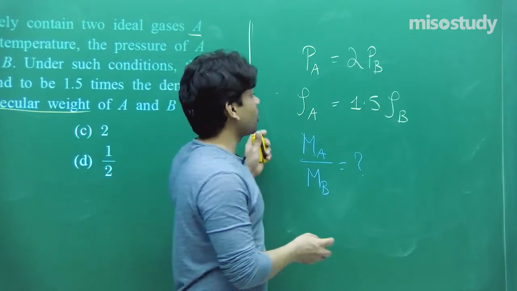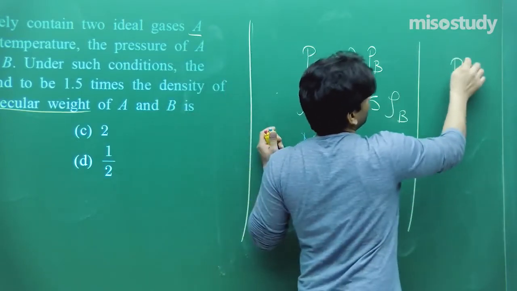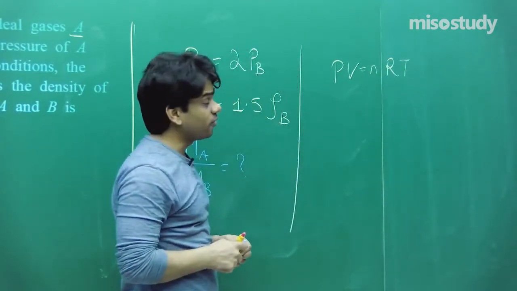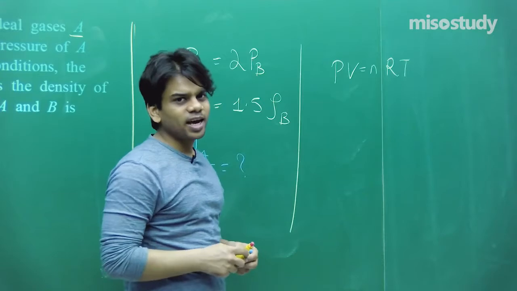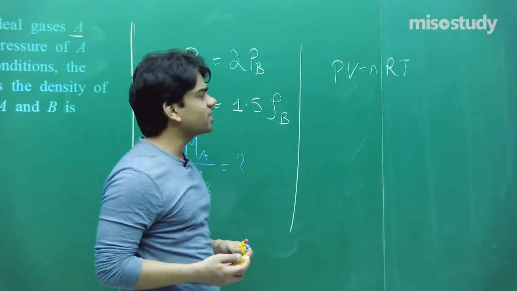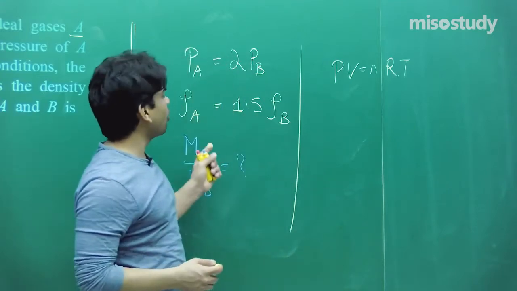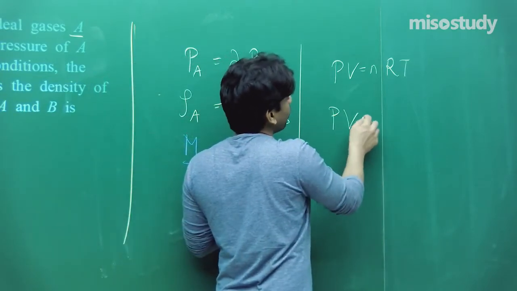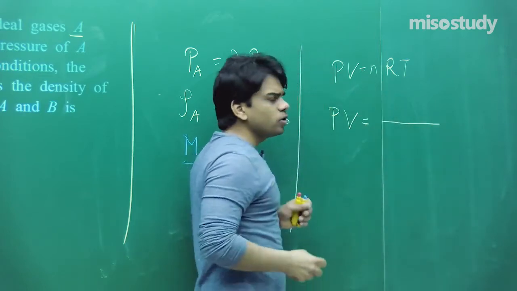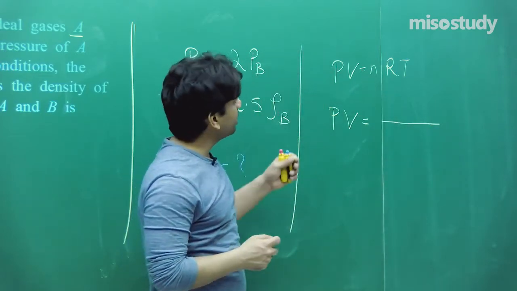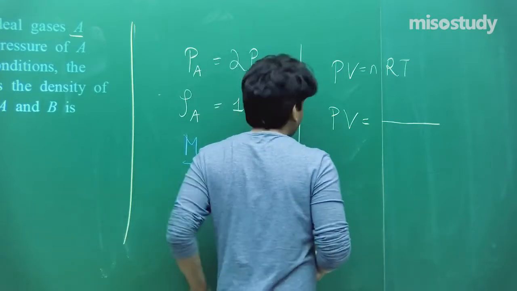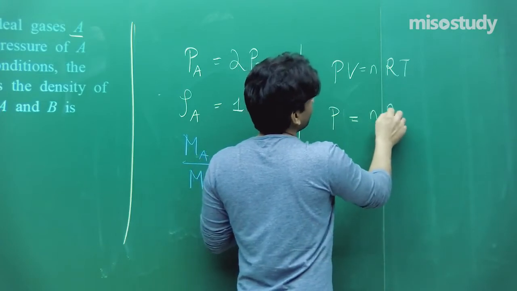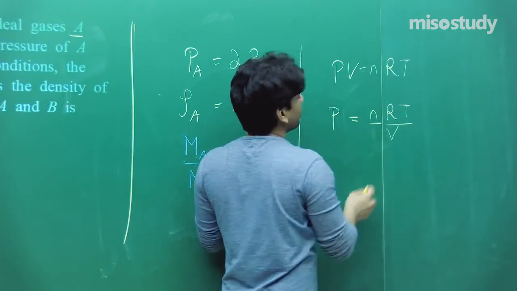The only thing that we are aware of is that pressure into volume is equal to nRT. Now you see how we can proceed and get to the relation between rho, P, and molecular weight. First of all, pressure into volume, let me write number of moles as n, and pressure can be written as nRT by V. This is the value of pressure.